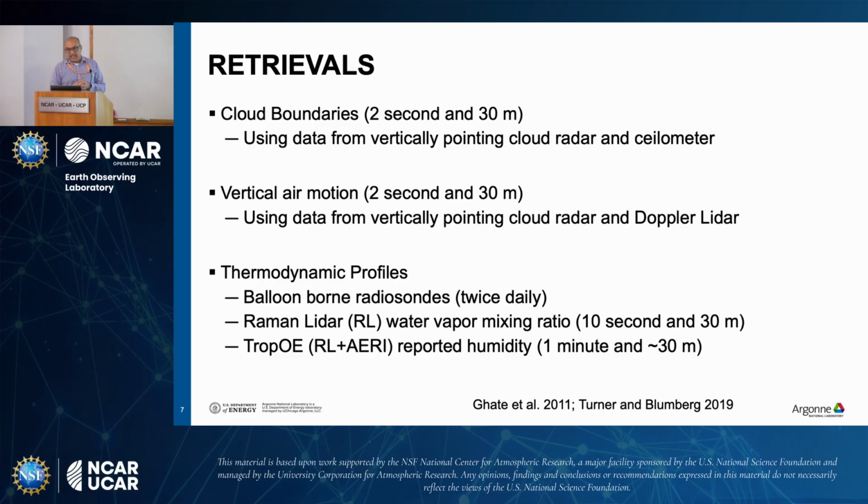And lastly, we did the TROP-OE retrieval, the tropospheric optimal estimation framework, which combines the Raman Lidar and AERI data sets. This is done by Dave Turner, who has an algorithm for doing that. It gives you profiles of water vapor mixing ratio and relative humidity at 1 minute and 30-meter resolution, so pretty good resolution, and from the surface to 15 kilometers. That is useful for the mesoscale organization work that we did later in this paper.